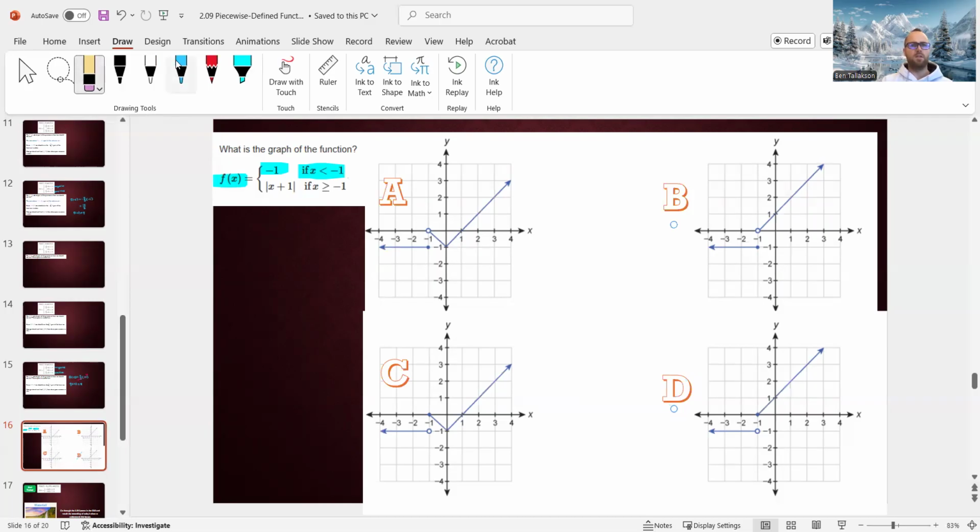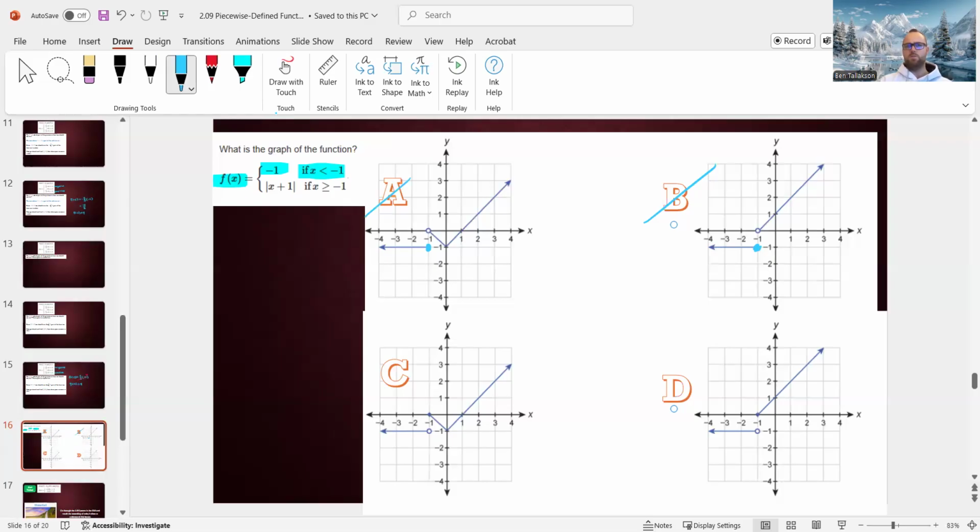Actually, I answered that in reverse. A and B are out because those have solid dots right here and right here. We need an open dot. Now, what about our other function? It's an absolute value function. That's why you see this V shape on some of them. You might see half of it, like you see this line there.